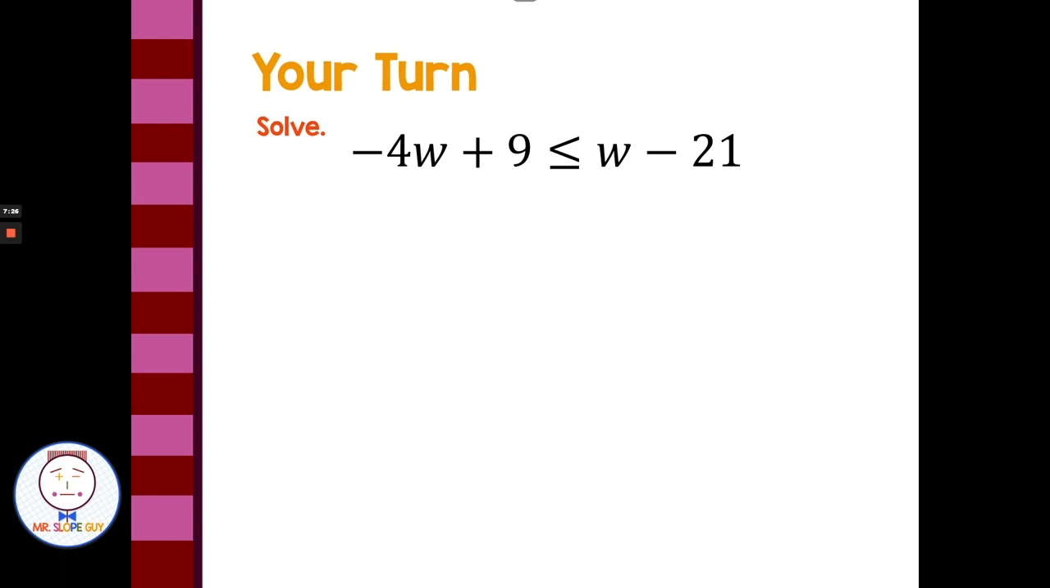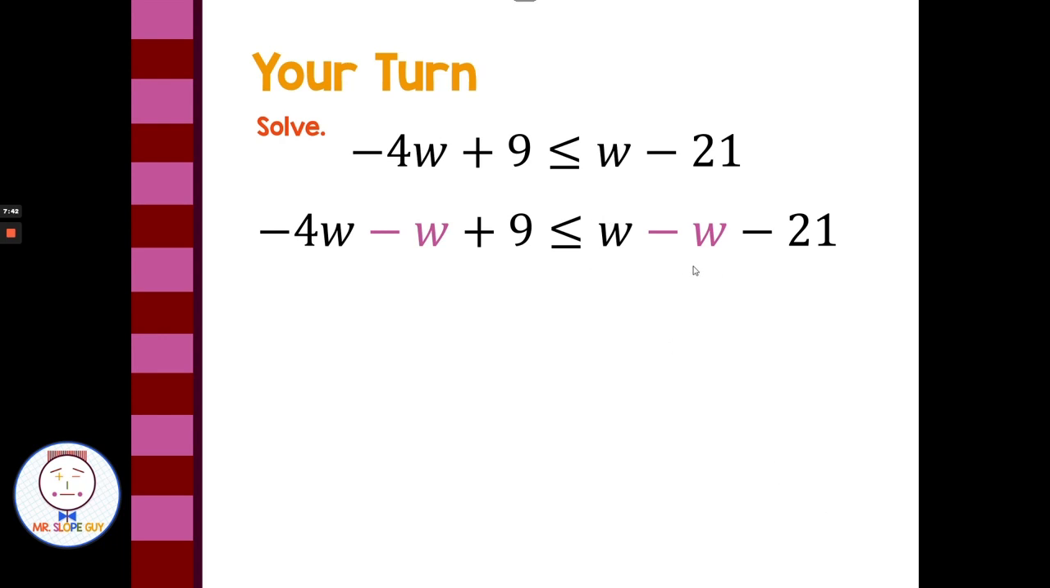All right, so I have a negative 4w and a w. So to get my w's to one side, I either need to add 4w to each side or subtract w from each side. I chose to subtract w from each side. The work will be different, but your solution at the end will be the same.